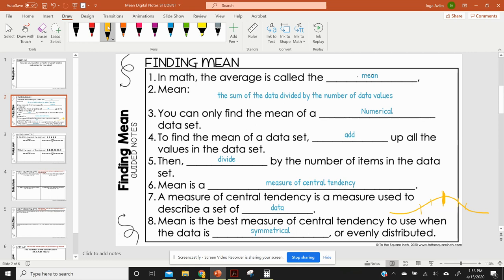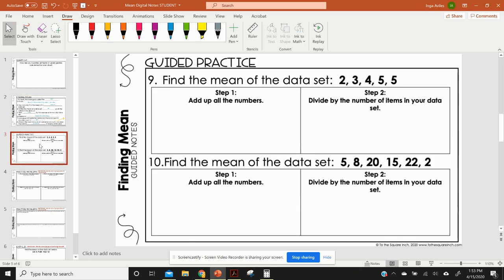All right, so now what we're going to do is move on to the guided practice. And as I'm sure you can tell, I'm using PowerPoint today, and that's because I can draw and write in it, and I cannot with Google Slides. So first, we're going to do number 9, the guided practice, this one right here. What we're going to do is find the mean of the data set, and we're going to follow these 2 steps. So step 1 is adding up the numbers. So I'm just going to take this data set, and I'm going to add them.